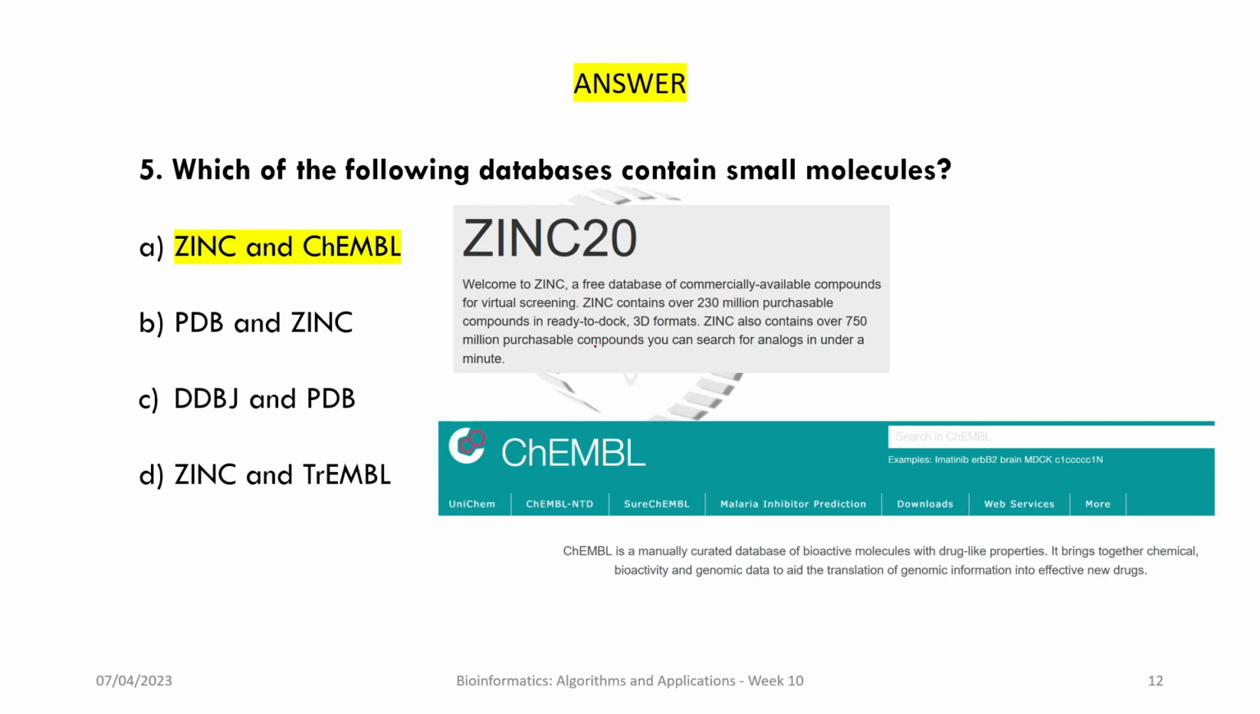So I have a description here. It's a free database of commercially available compounds for virtual screening. Contains over 230 million purchasable compounds in ready to dock 3D formats.